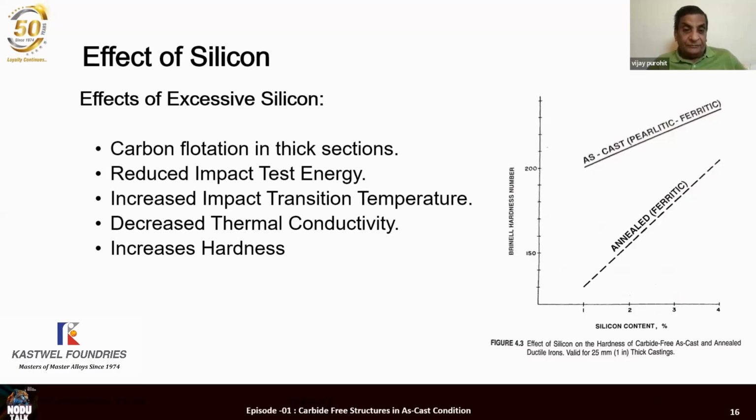But silicon increases the hardness. We'll speak about this increase in hardness when we touch upon the solid solution strengthened SGIN, which have been the latest addition in the family of SGIN. So look at the figure now. The x-axis is silicon content, and the y-axis is the hardness. So in the as-cast condition, the silicon increases the hardness in annealed and the as-cast condition.